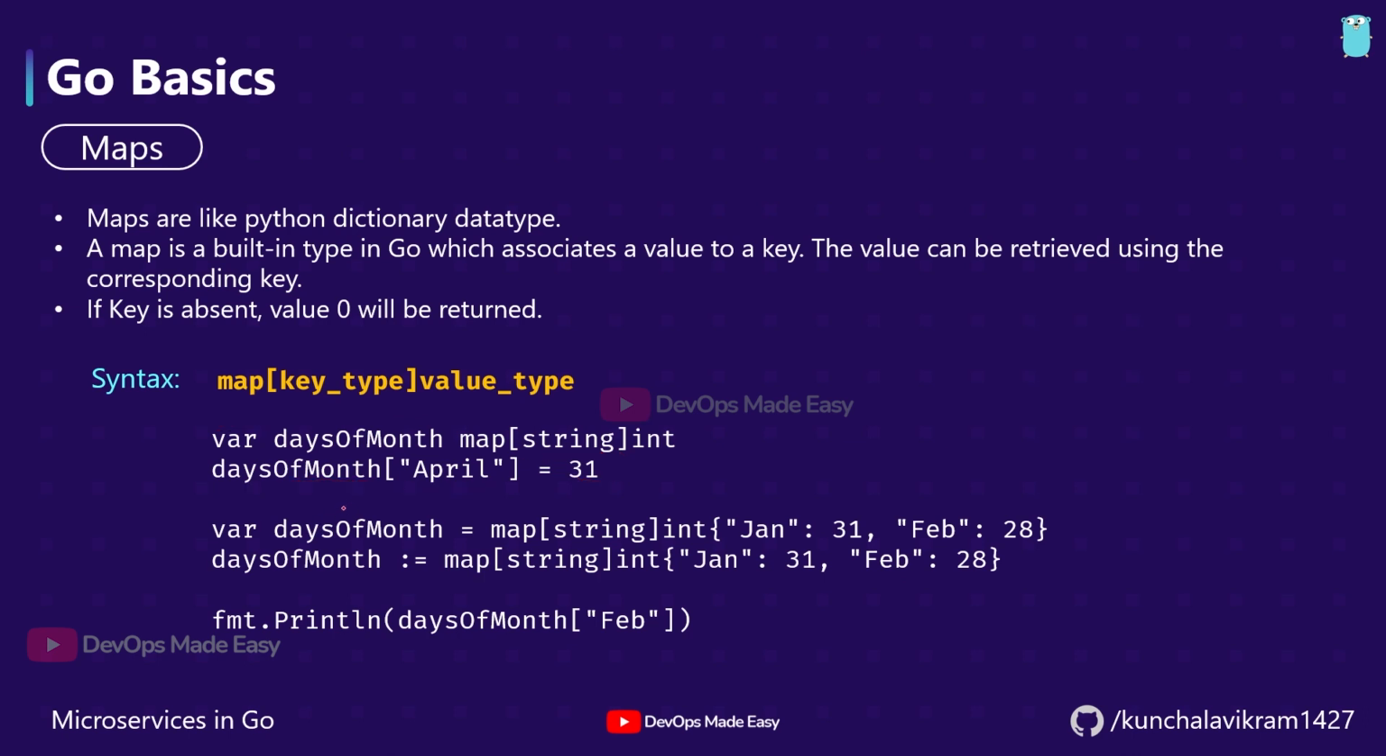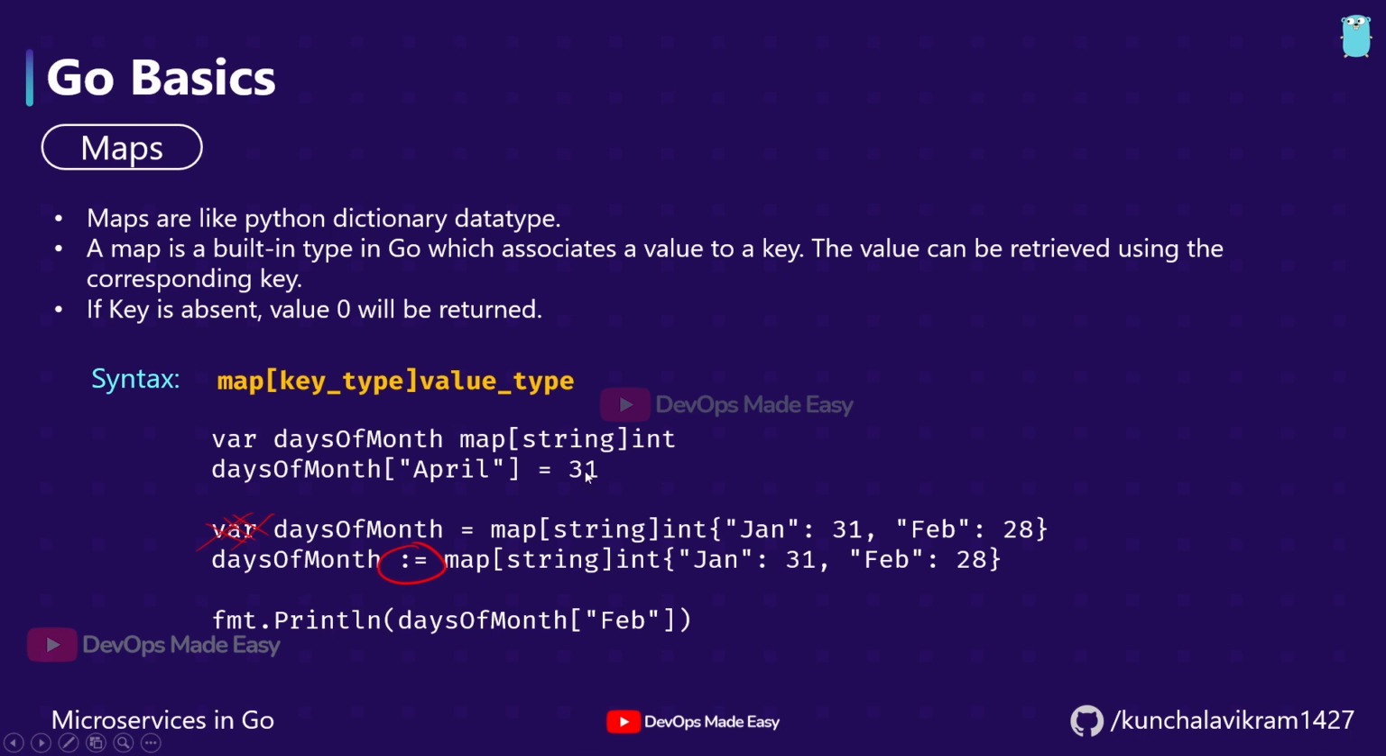So we can also create a map and assign values at the same time using var daysOfTheMonth and map, with the string and the integer over here, and at the same time you can initialize it with key value pairs. Here Jan is the key and the value is 31, Feb is the key and the value is 28. You can also use the shorthand notation to completely ignore the var keyword by using colon equal to.